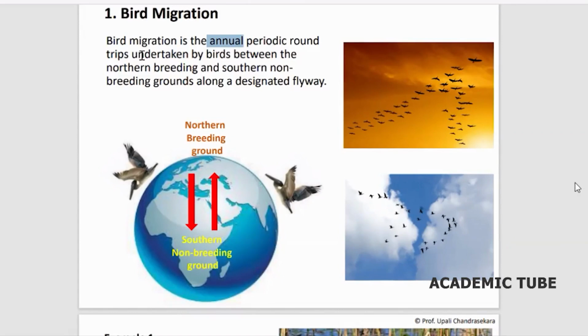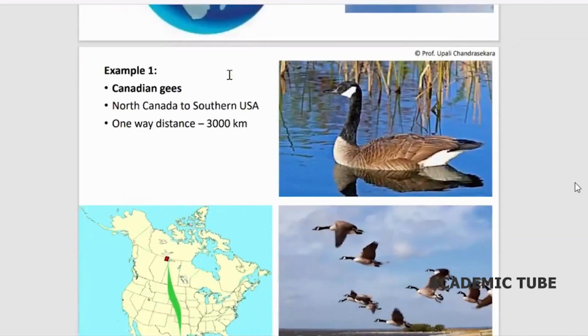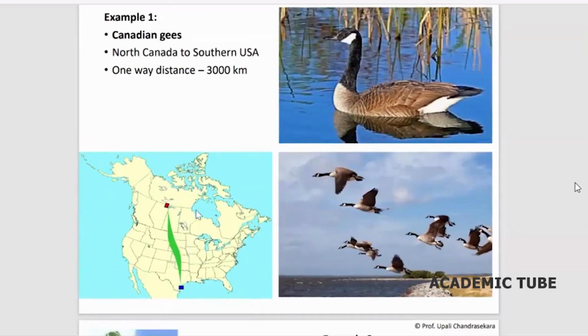I'm back. Okay, I'm going to show you some famous bird migration examples. Now, the first one, Canadian geese. Now, this is a Canadian goose. Now, they usually can be found in the northern part of North America, that is in Canada. But annually, they migrate to the warmer southern part of North America, somewhere in Mexico. Right? Now, the one-way distance is about 3,000 kilometers from here to here.